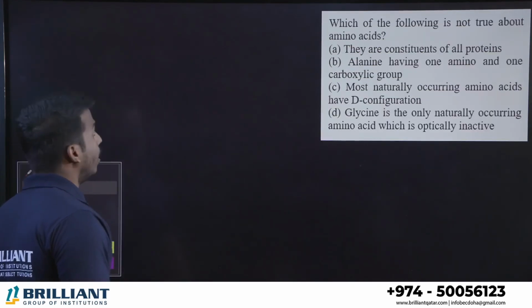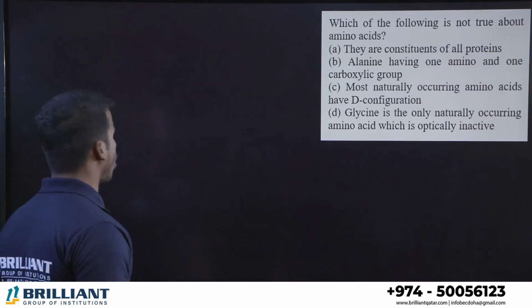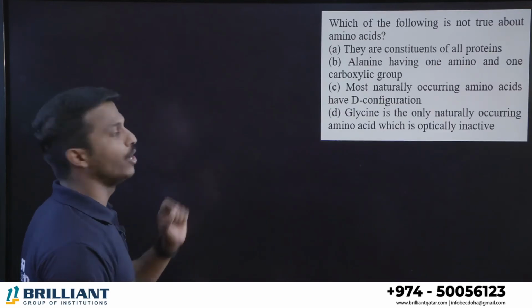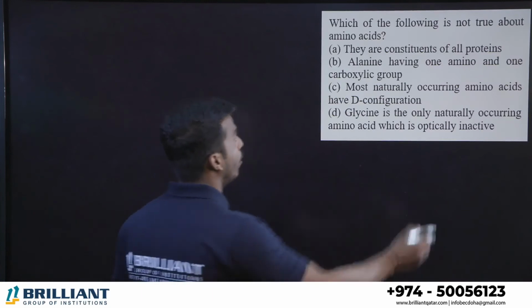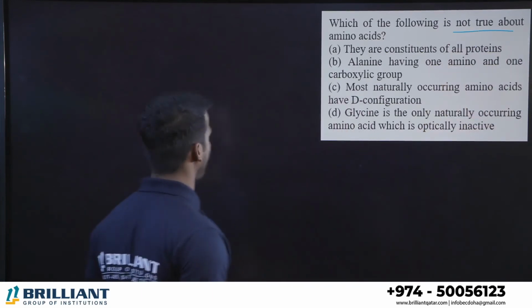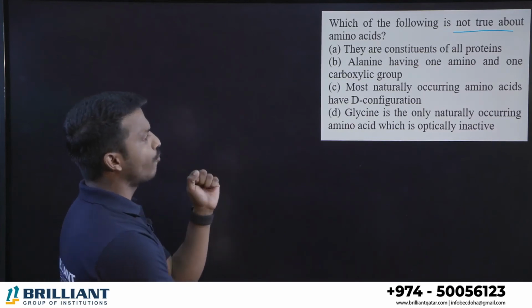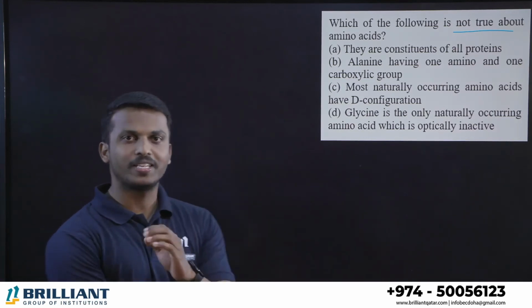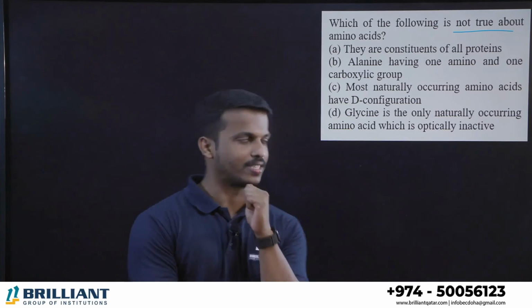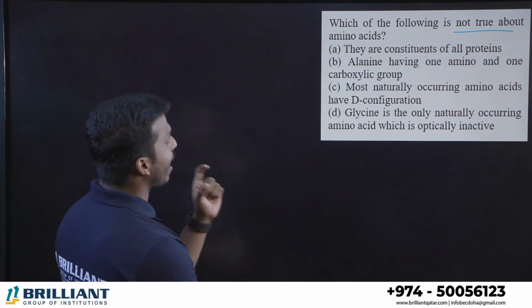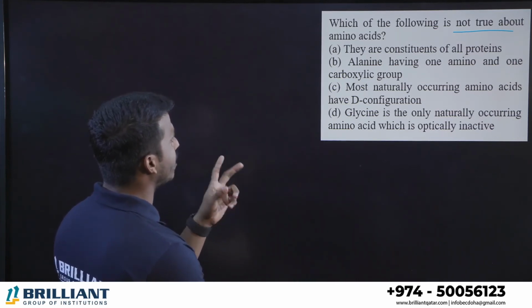Next one. Which of the following is not true about an amino acid? Not true about an amino acid. Alright. Option A. They are constituents of all proteins. Yes, right. Proteins are made up of amino acids. Correct statement. Alanine having one amino and one carboxylic acid.